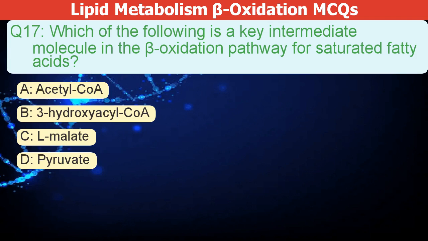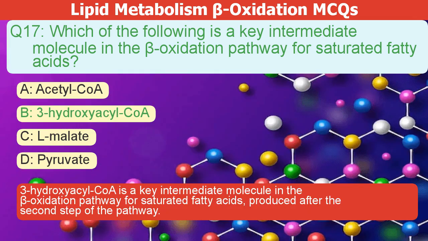A. Acetyl-CoA. B. 3-hydroxyacyl-CoA. C. L-malate. D. Pyruvate. The correct answer is B. 3-hydroxyacyl-CoA is a key intermediate molecule in beta-oxidation of saturated fatty acids, produced after the second step of the pathway.